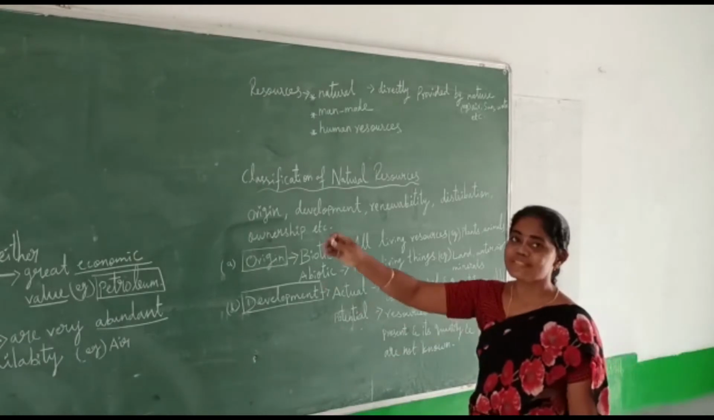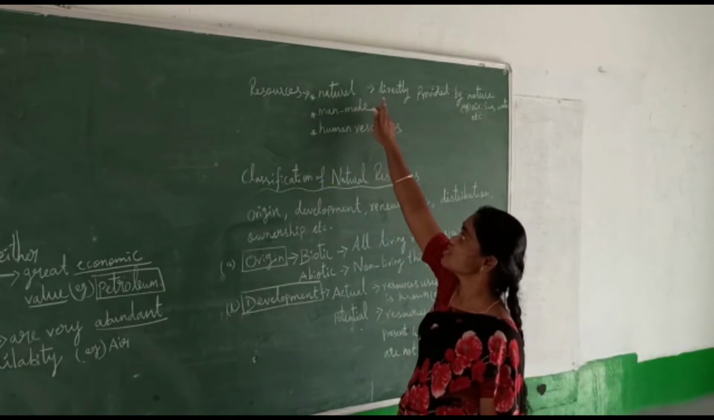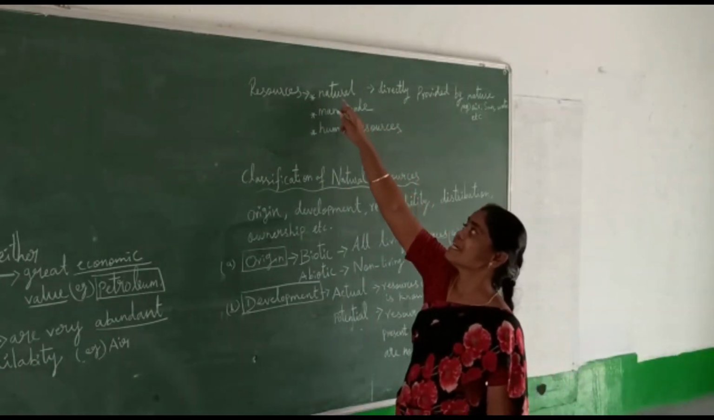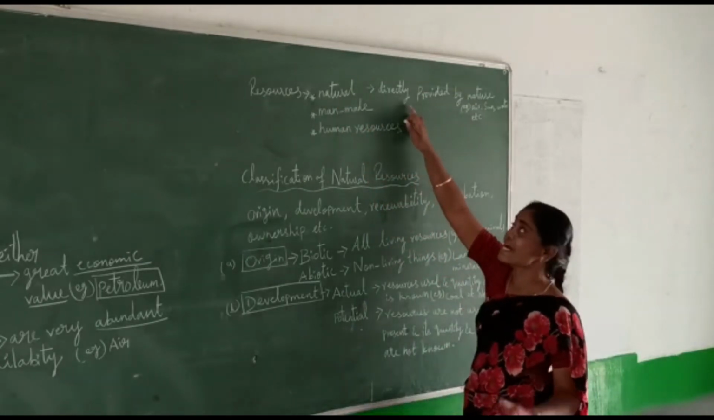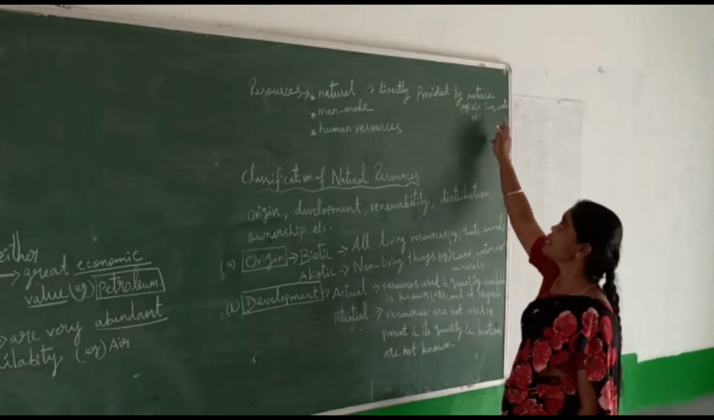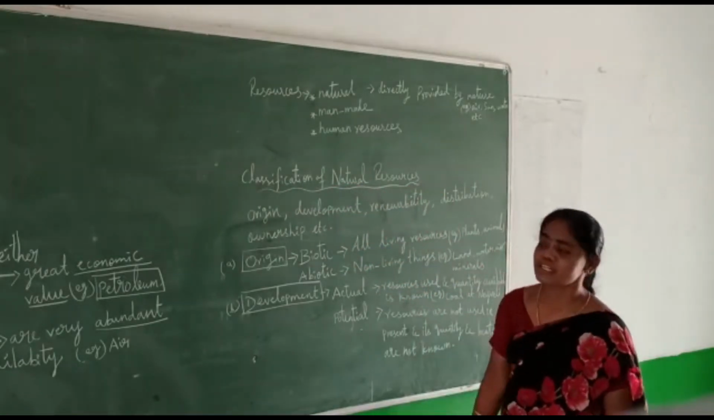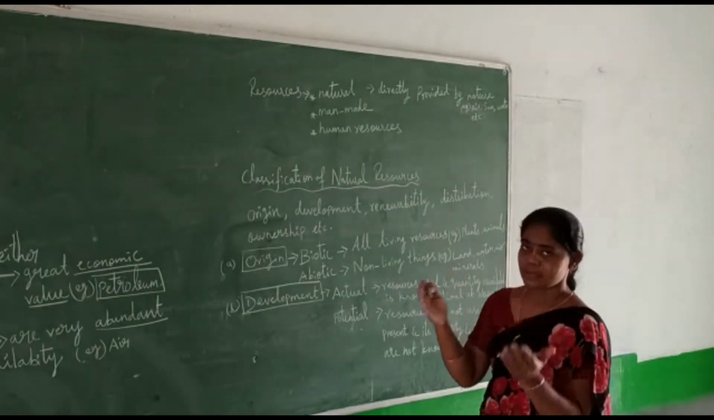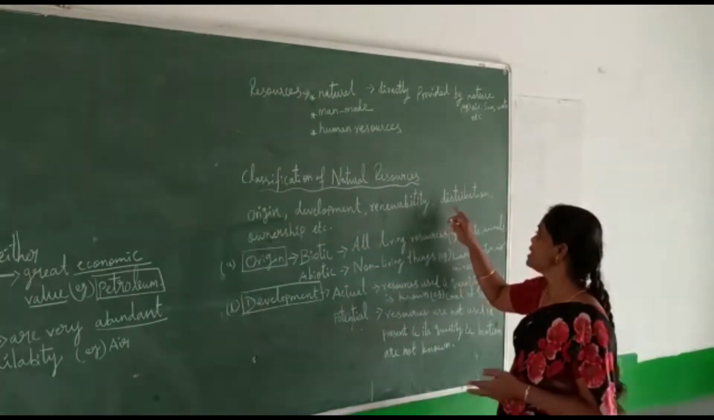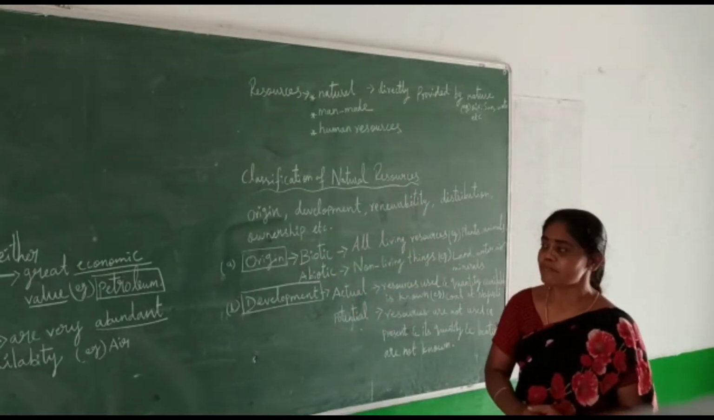Okay children, now we will see the resources can be divided on the basis of natural resources, man-made resources, human-made resources. First we will see the natural resources. It is directly provided by nature, example air, sun, water and etc. Now we will see the classification of natural resources. According to the basis of origin, development, renewability, distribution, ownership, etc., natural resources can be divided.